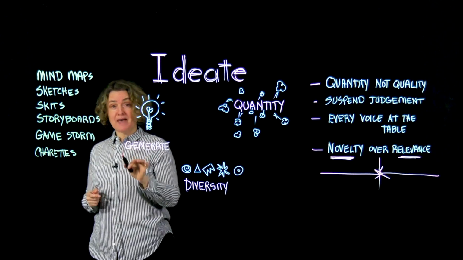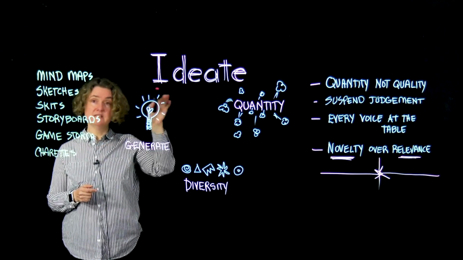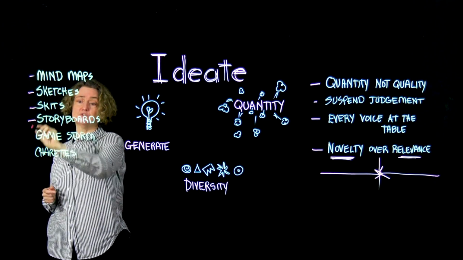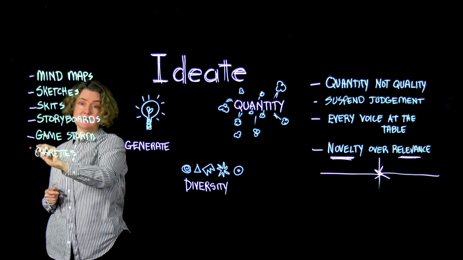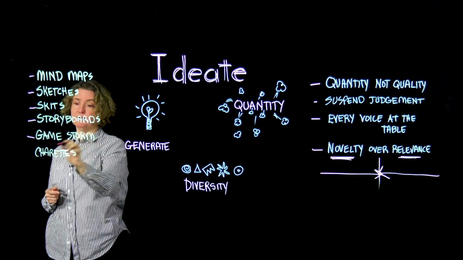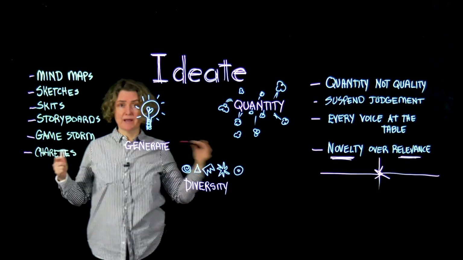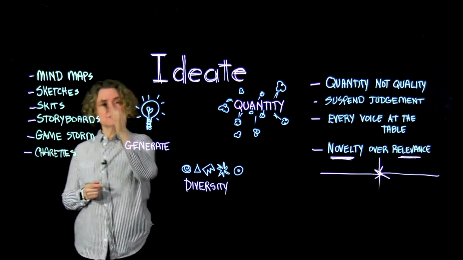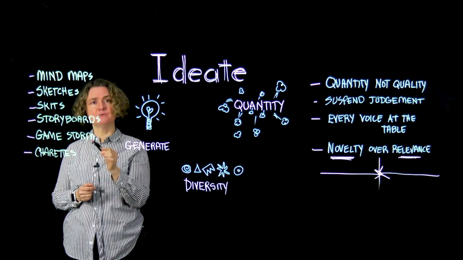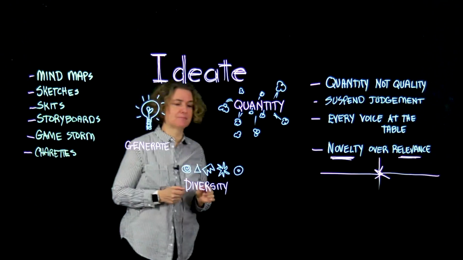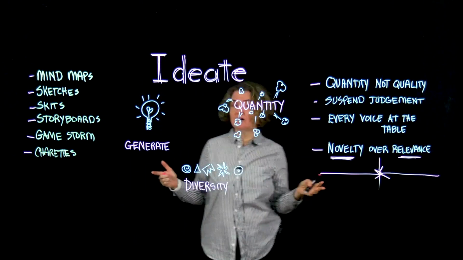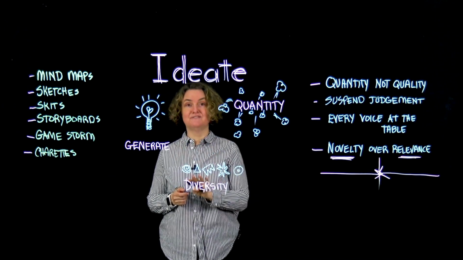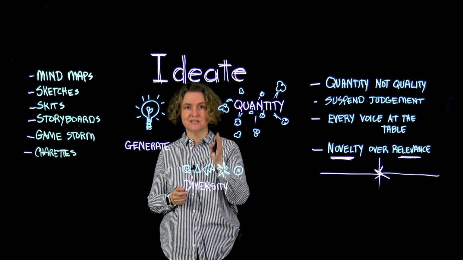Some of the methods and processes that we use in the ideation phase are mind maps, sketches, skits, storyboards, game storming. This is really great, and there are some great books out on this. Charrettes, where we actually bring in the users of our products to ideate with us. So this is just a few of the possible methods that we can use in this step of the process. But in a nutshell, this is ideation, and you always want to shoot for novelty first. No judgment, just novelty.